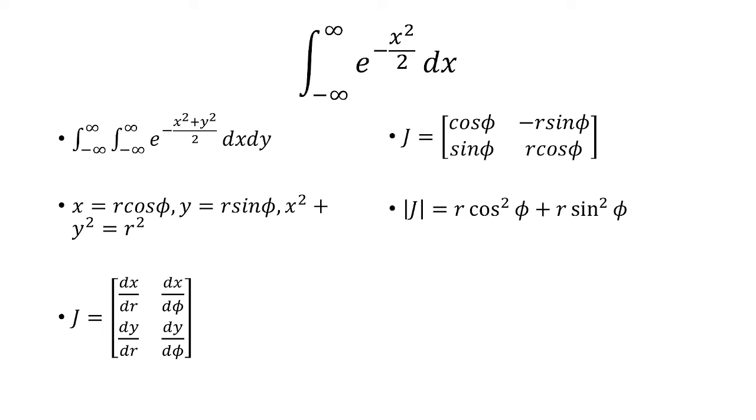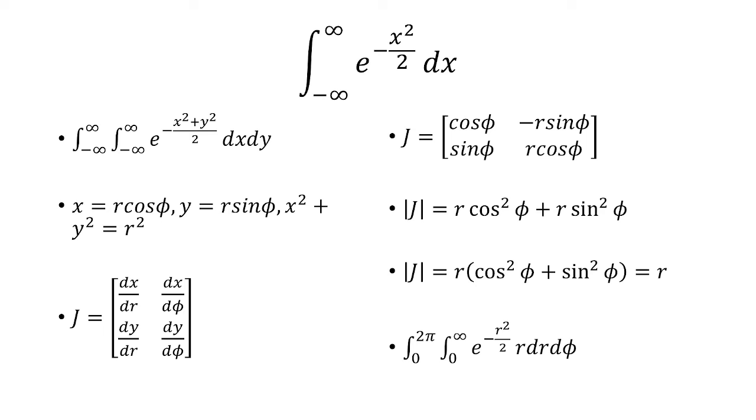Now we need to take the determinant, which is cosine phi times r cosine phi minus sine phi times negative r sine phi. Here we can factor out an r. We see that cosine squared plus sine squared is 1. R times 1 is r. So that's going to go inside the integral. And then we're just going to change the dr and the d phi. So instead of dx and dy, we're going to have r dr d phi.